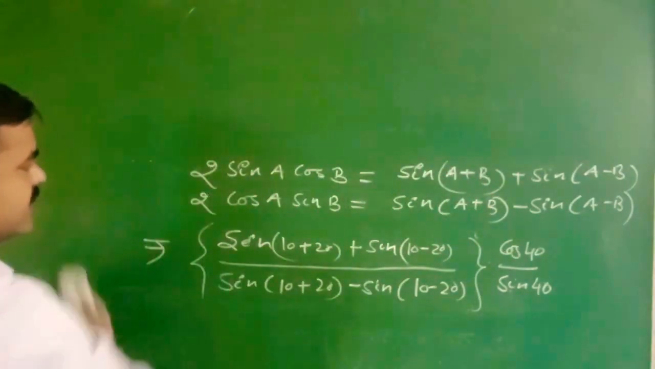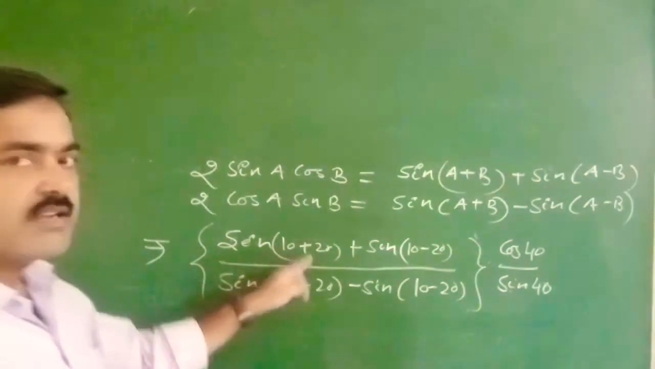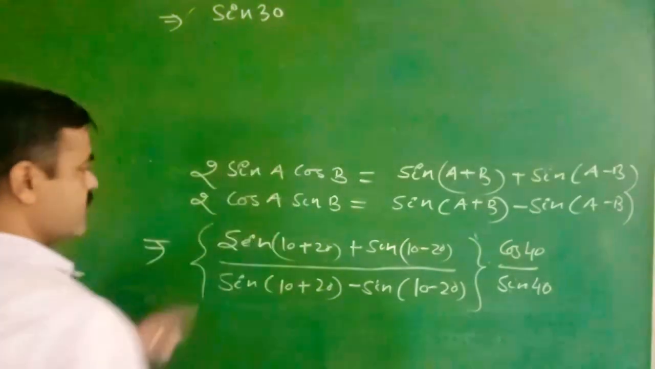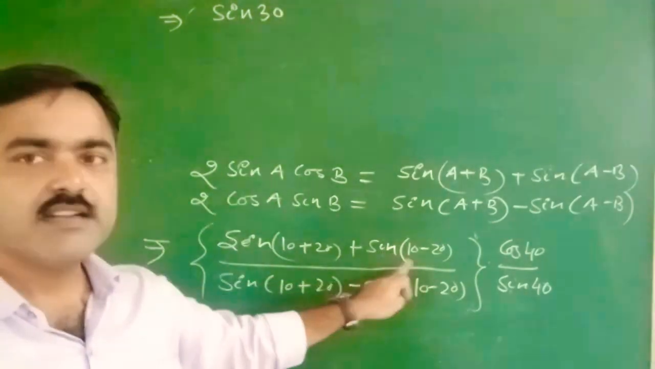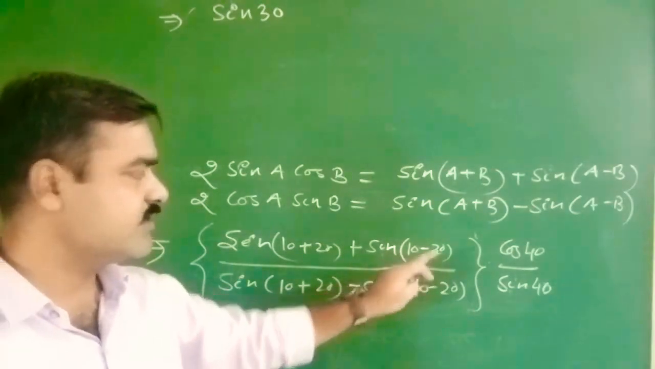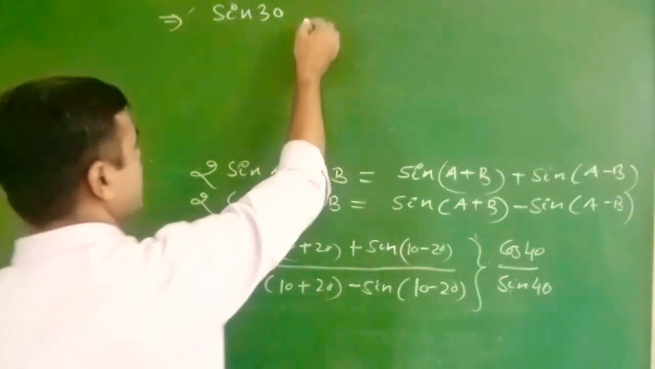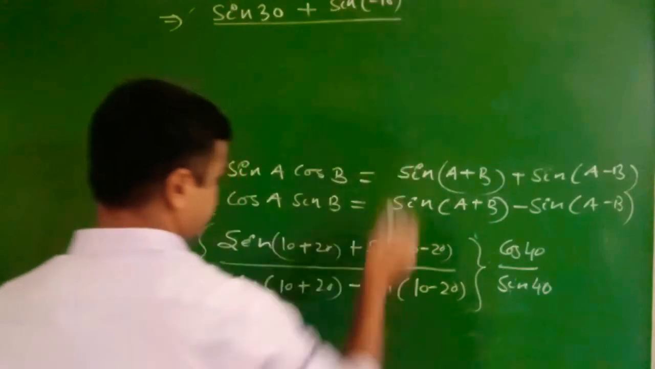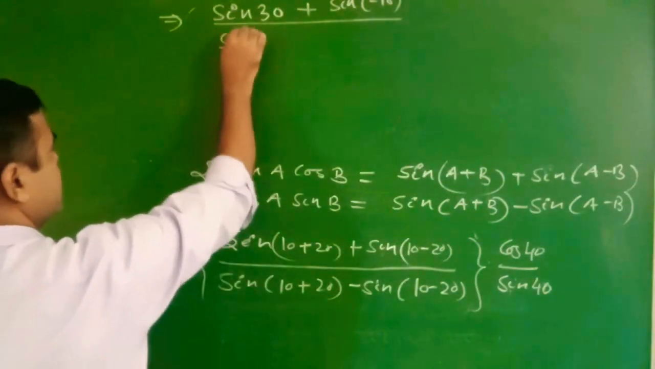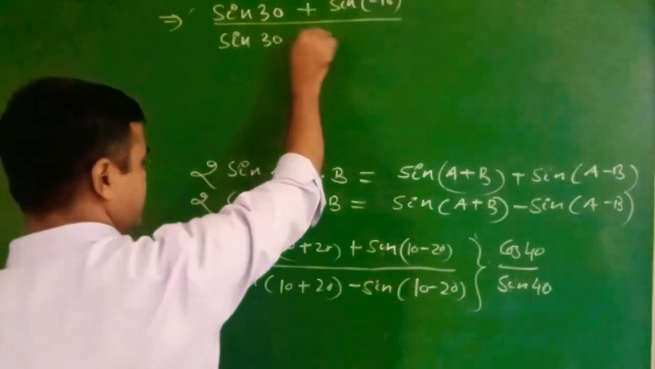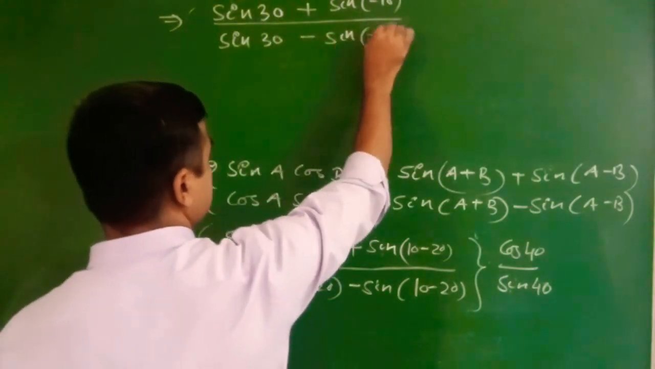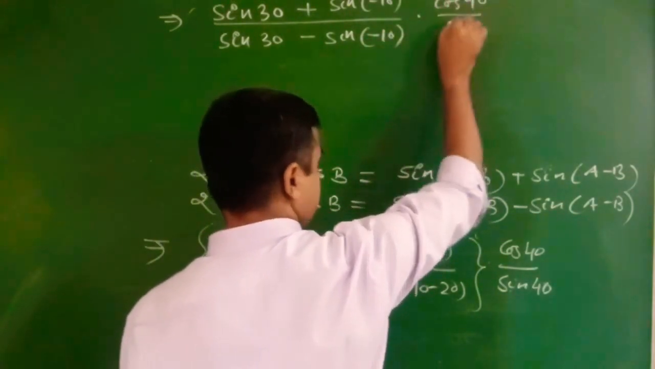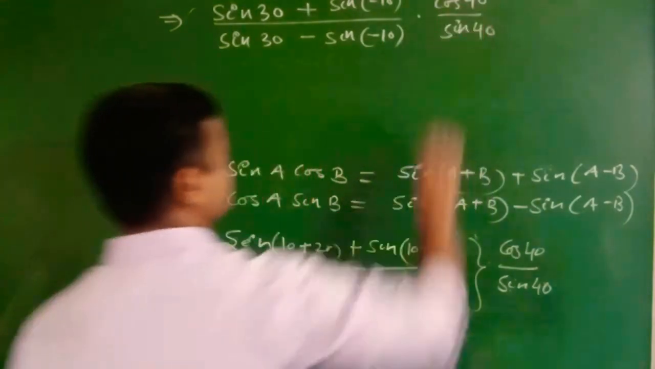Now come to simplify this one. Say here sin 10 plus 20, this is equal to sin 30, and this is sin 10 minus 20. You know sin 10 minus 20 is minus 10, so this is equal to sin 30 plus sin minus 10 divided by cos 40 sin 40 is as it is.